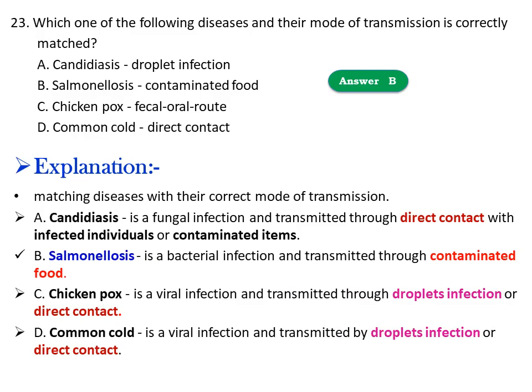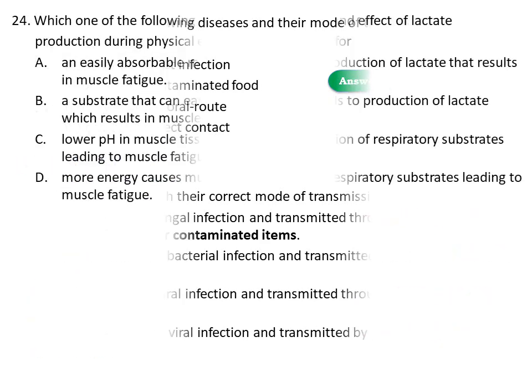We can look at each one. Candidiasis is transmitted by direct contact. It is a fungal infection that can be transmitted by direct contact with an infected person or contaminated items. Salmonella is transmitted by contaminated food, and it is a bacterial infection. Chickenpox can be transmitted through droplet infection or direct contact. It is a viral infection. The common cold is a viral infection that is transmitted by droplet infection or direct contact.